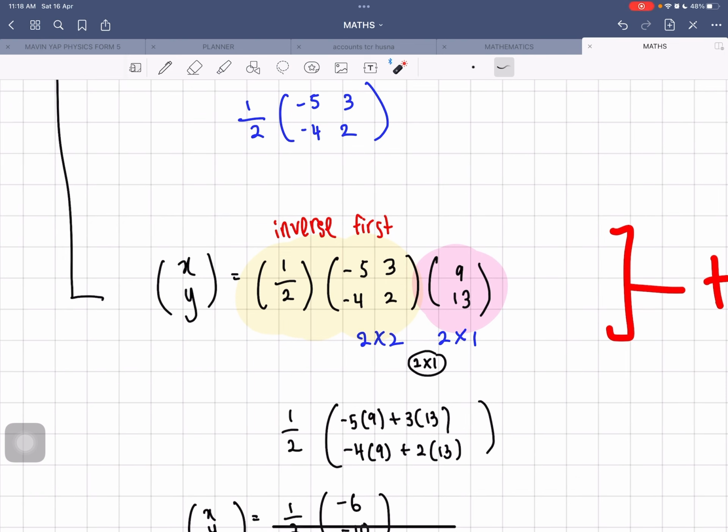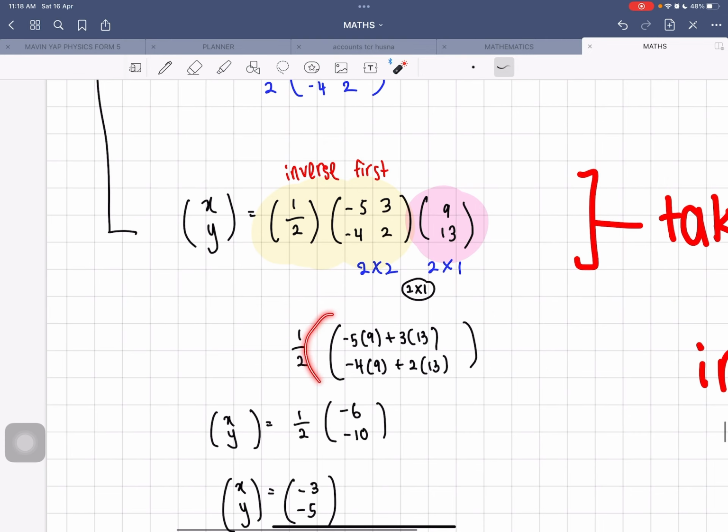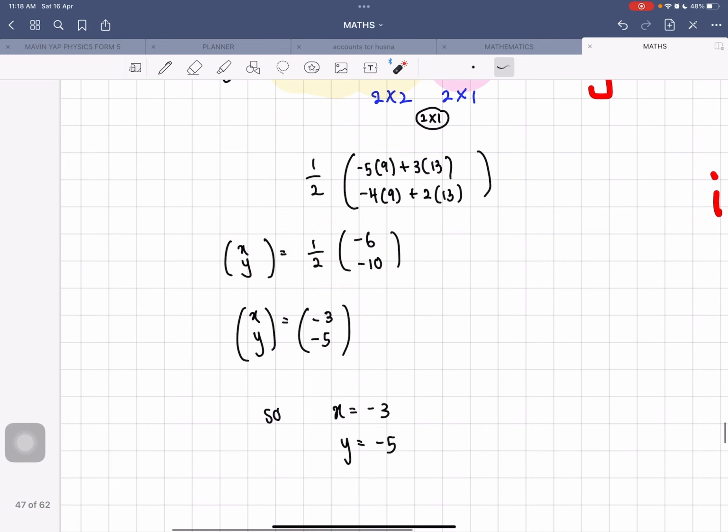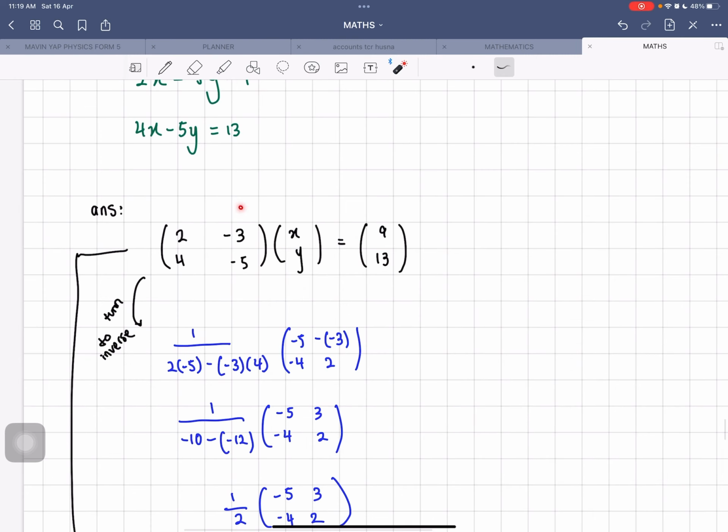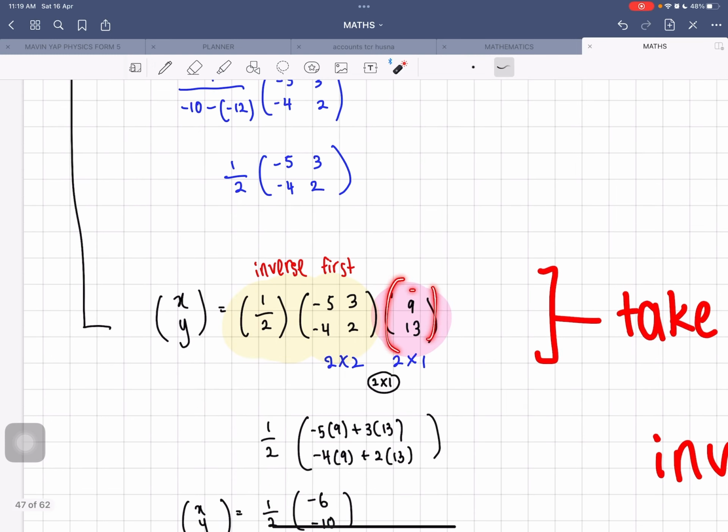Now what we're going to do is just do the normal ones first, and once you times it all together, then you times 1 over 2. So once you're done doing that, now you get to know the value of x and your value of y. So do take note that try and write your inverse first in front. Try and make sure that your inverse is over here.